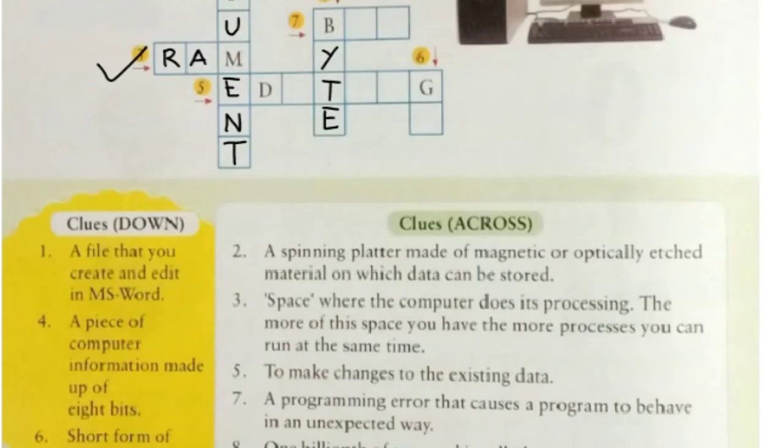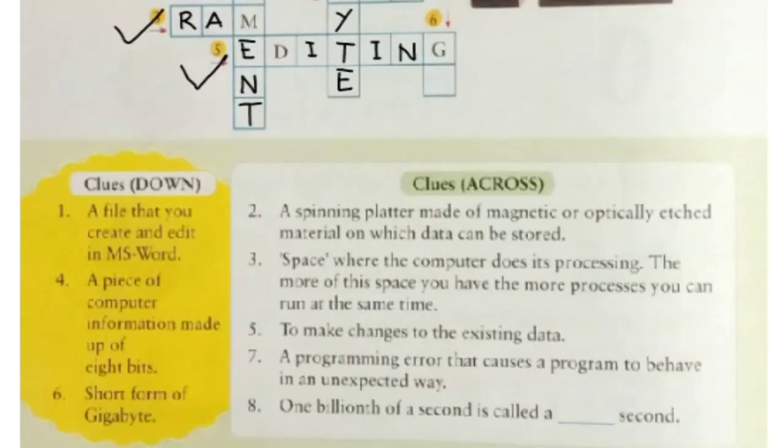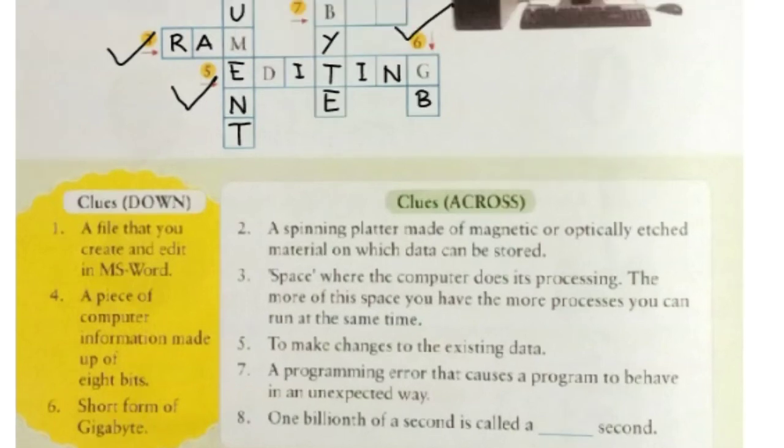Now let's read out number 5. To make changes to the existing data. Yes, it is called editing. So like this, here in number 5 you will write editing. Now let's move to number 6. Short form of gigabyte. Yes, it's GB. Fill this here, GB. Now let's see number 7.